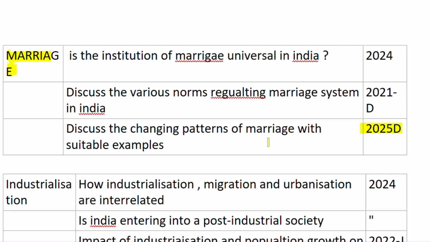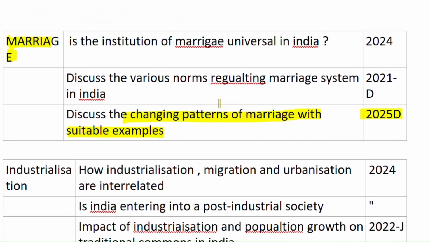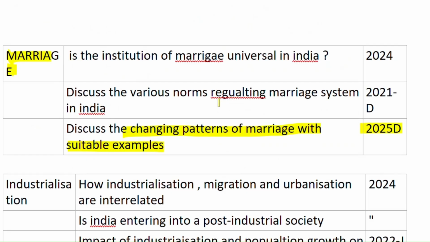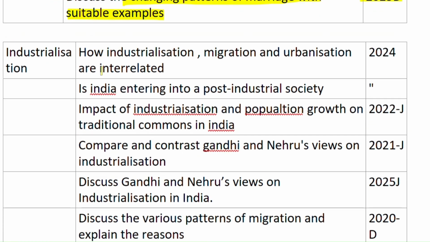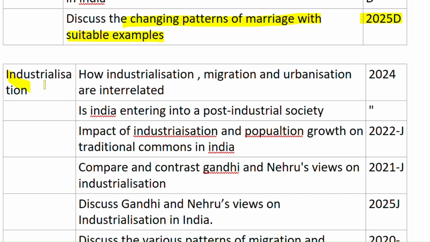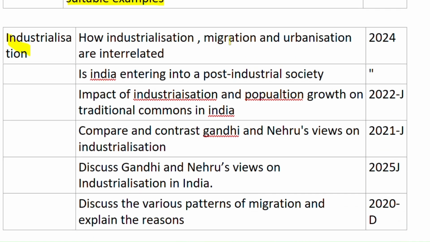The 2025 December session, the last examination, also asked about the changing patterns of marriage, live-in relationships and all, with suitable examples. So marriage is a good topic. If asked, we should be able to bring in more thinkers and write the answer. Then industrialization is also a good topic. How industrialization, migration, and urbanization are interrelated. So it connects industrialization with migration and urbanization, which we will discuss below.